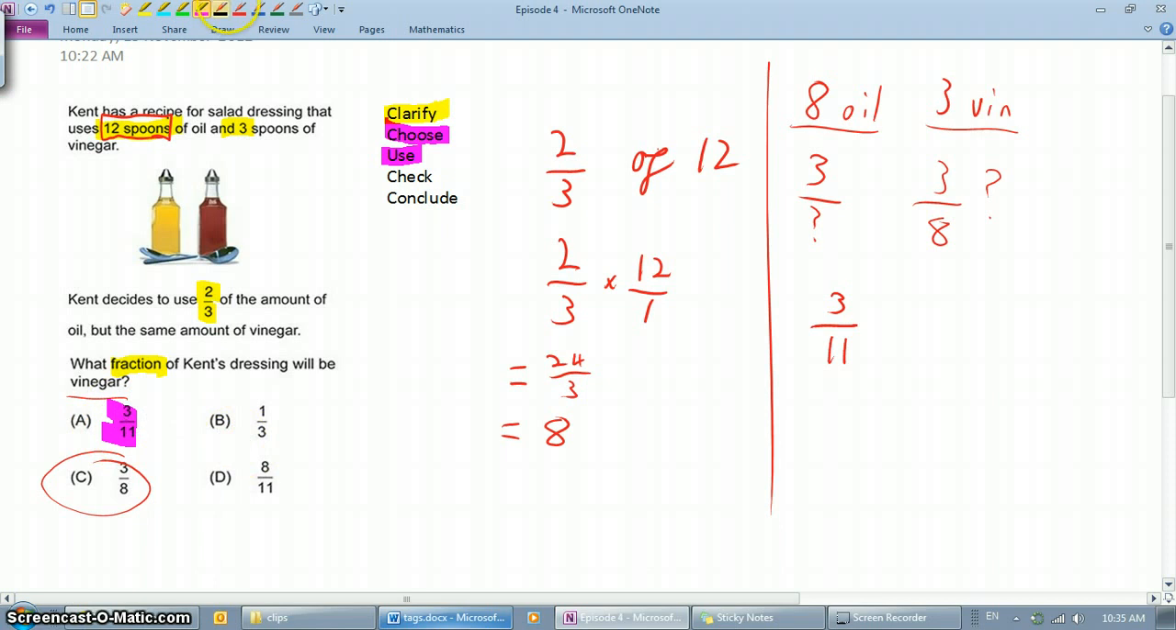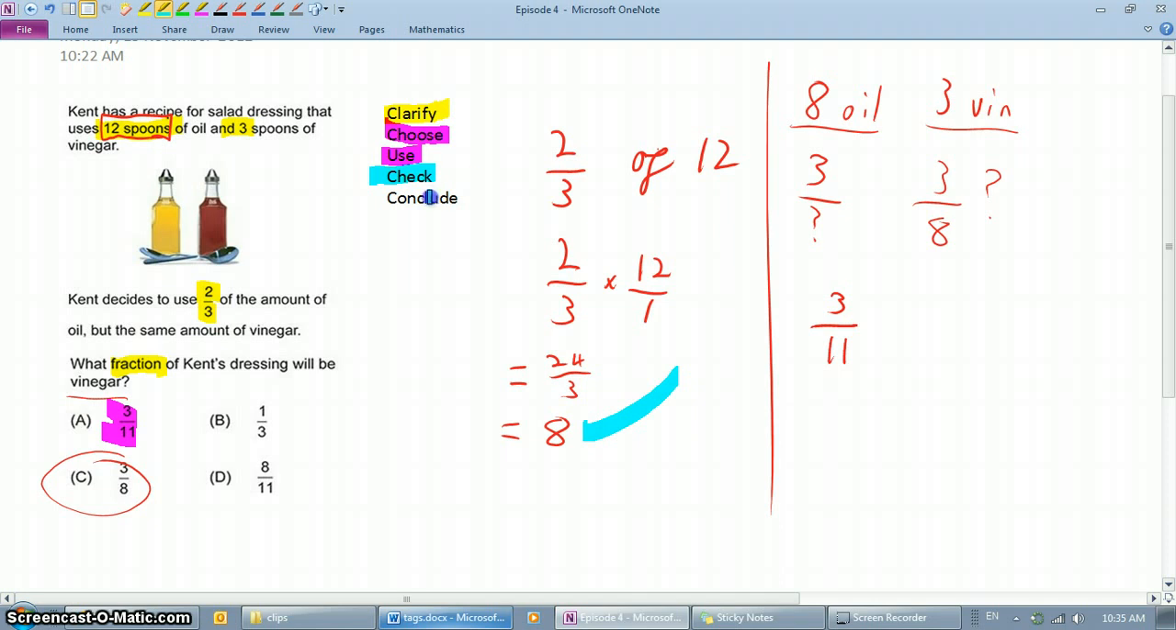So let's just check what we've done. We have found 2/3 of 12, which we found was 8. Happy with that. Then we've solved the second part of the problem, which was finding how much vinegar there would be. The fraction of vinegar in total would not be 3 over 8, but 3 over 8 plus 3, the total number of spoons, which would be 3 over 11.